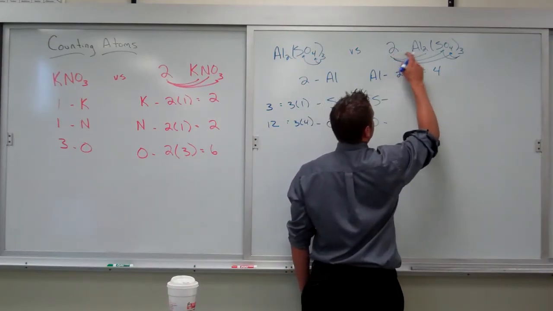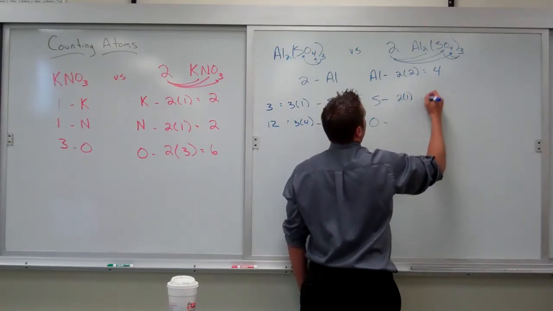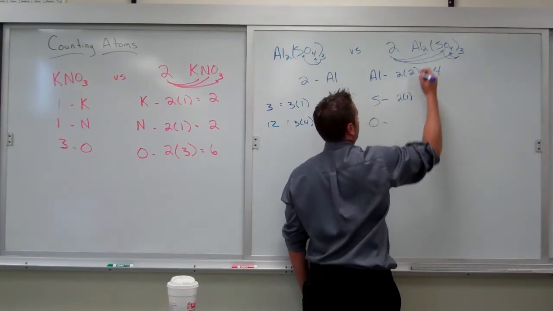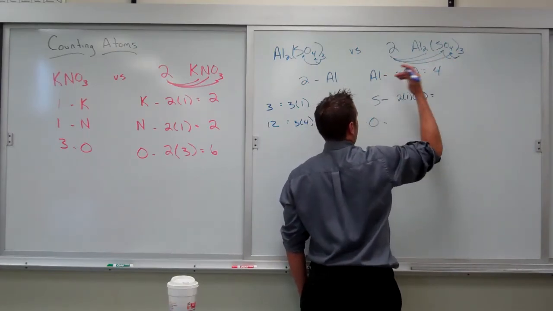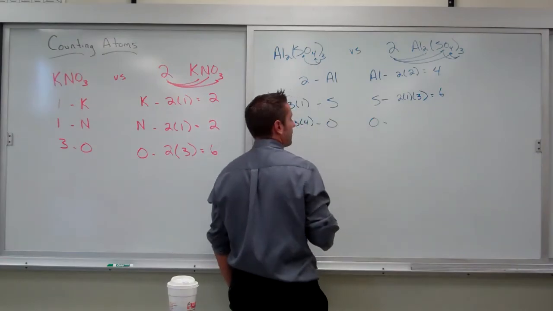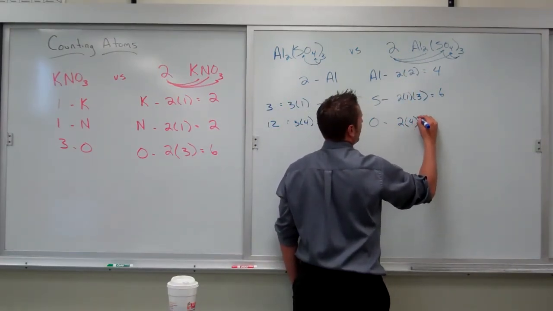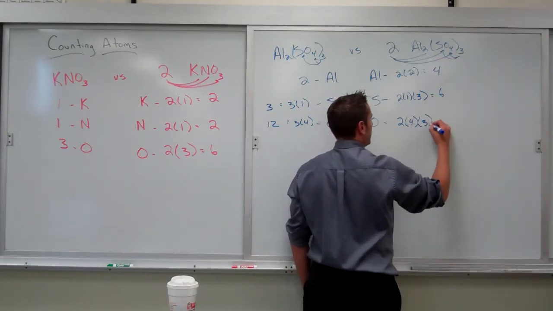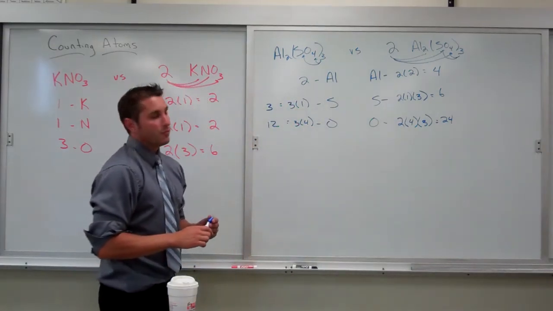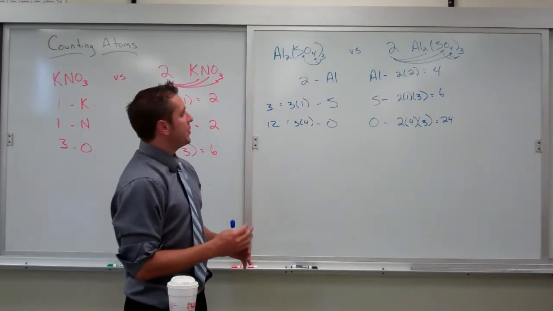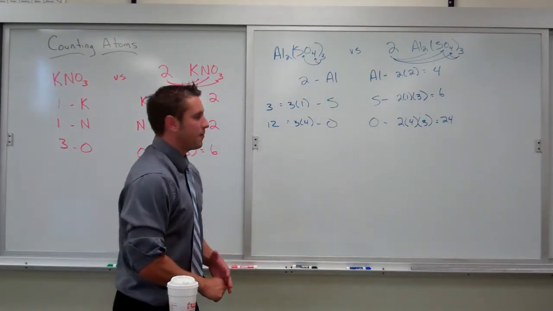With the S, I have 2 times the 1, and then there's 3 of them, so times the 3. So 3 times 1 times 2 means we have 6. Same thing here, 2 times the 4 times the 3 means we get 24 of the oxygen atom. So if you have a coefficient in front and there's parentheses, you can get a multiplying effect from that.